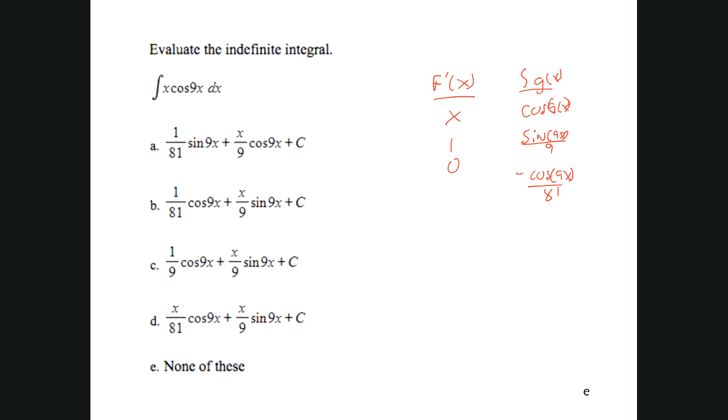So now it's just plus, minus. So I look like I have x sine of 9x over 9 plus, because I have a minus minus here, so it's going to be plus cosine 9x over 81.